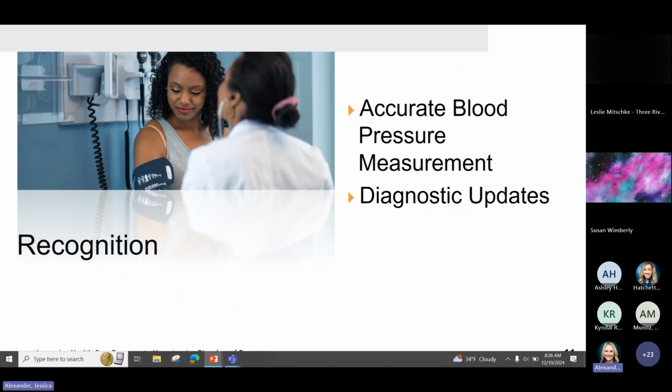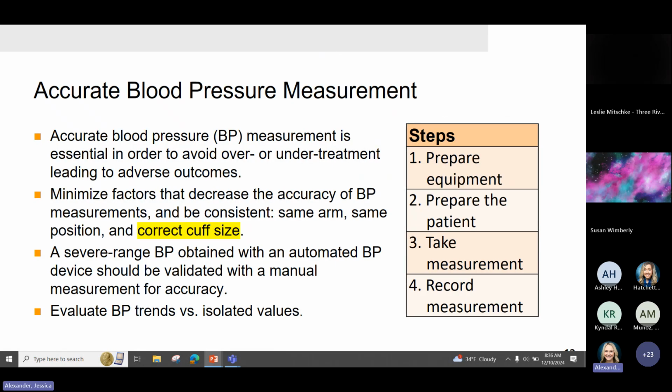Recognition and accurate blood pressure measurement, diagnostic updates. Accurate blood pressure. This is kind of one of my personal focuses. Accurate blood pressure measurement is essential in order to avoid over- or under-treatment, minimize factors that decrease accuracy as far as correct cuff size. Severe range blood pressure obtained with an automated blood pressure device should be validated with a manual measurement, and evaluate blood pressure trends versus isolated values.